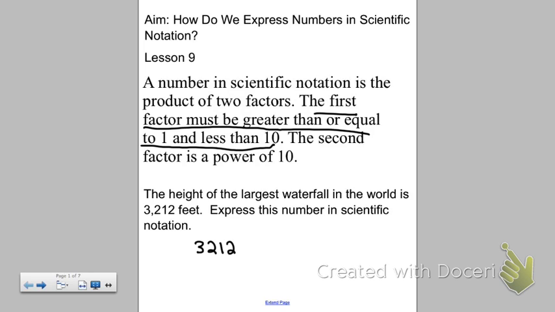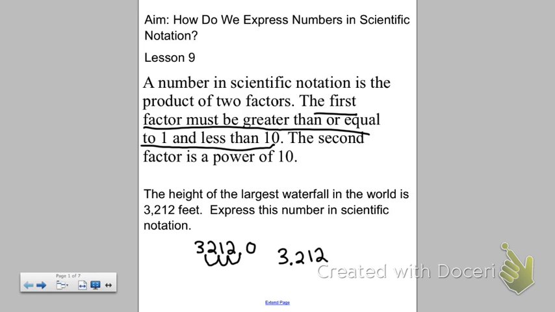So I'm going to have to move my decimal point. There's an imaginary decimal at the end, 3,212.0. I'm going to move my decimal until I have a number that is greater than or equal to 1 and less than 10. I have to move my decimal 1, 2, 3 times. The number I end up with is 3.212. So that is my first factor.